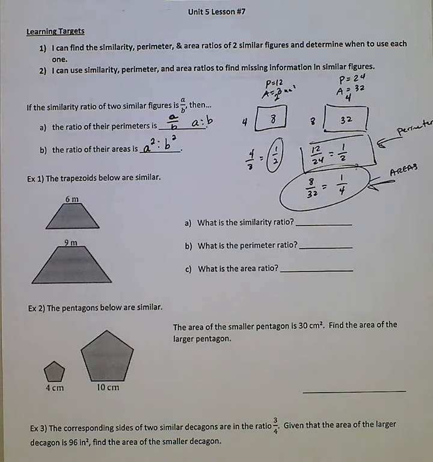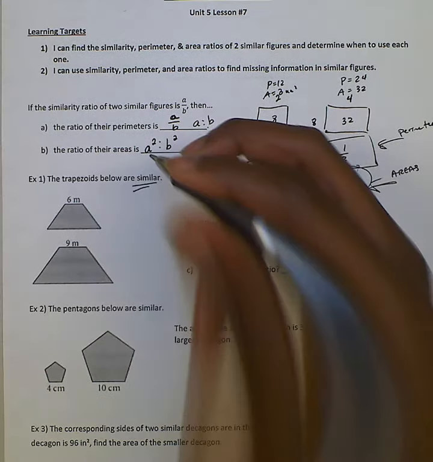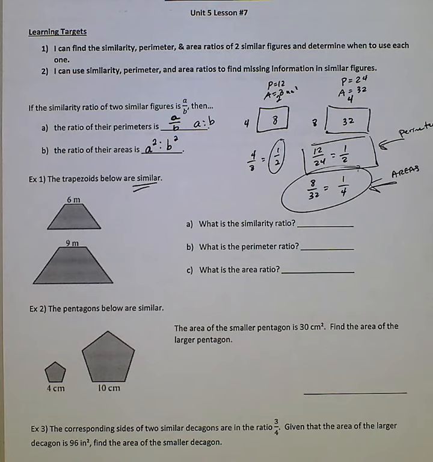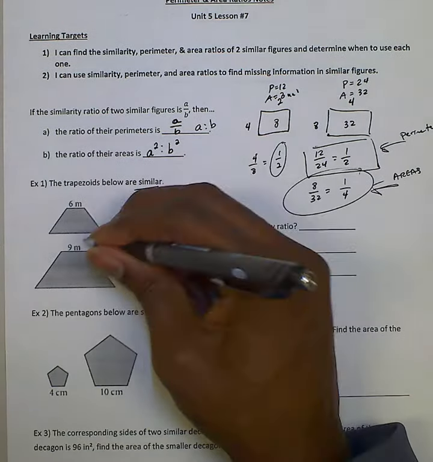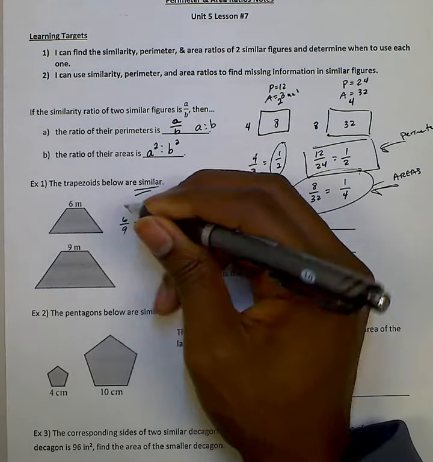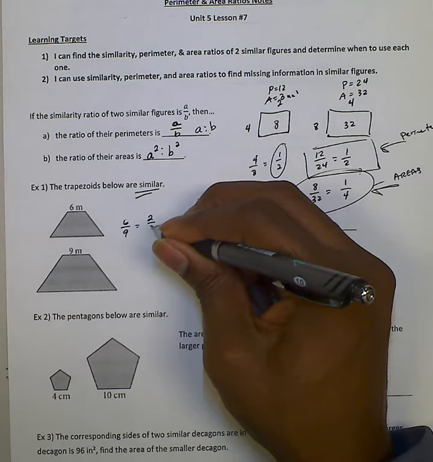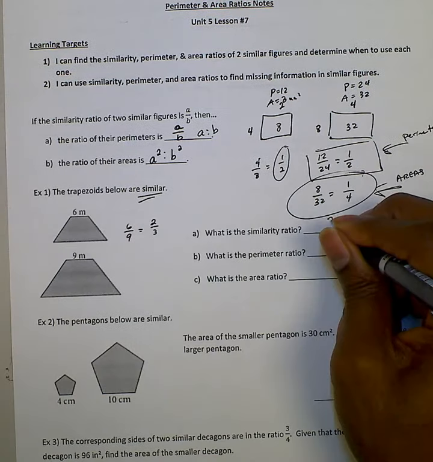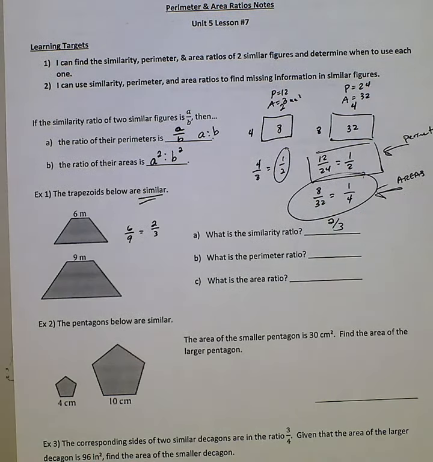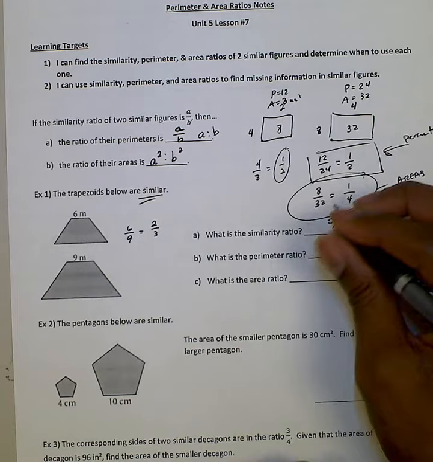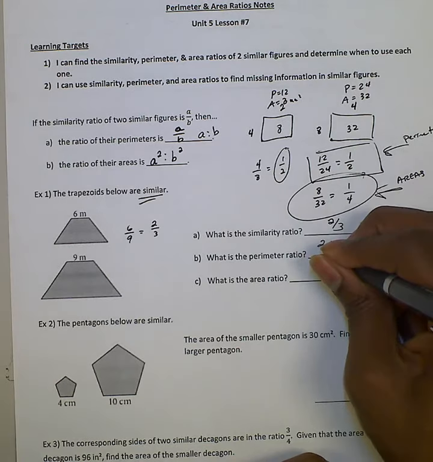So here we go. The trapezoids below are similar, so they're already telling us that it's similar. We don't need to prove it. What is the similarity ratio? Remember, the similarity ratio is just the corresponding sides over each other simplified. So we have 6 over 9. Simplify that. That gives us 2/3. What's the perimeter ratio? Well, remember that the ratio of the perimeters is the same as the similarity ratio. So if the similarity ratio is 2/3, then the perimeter ratio is 2/3.